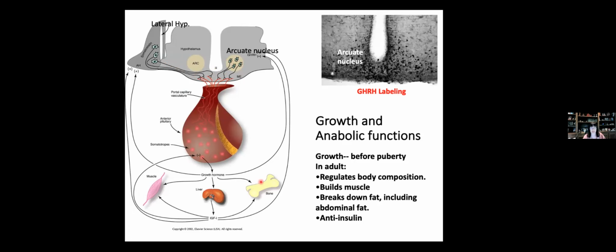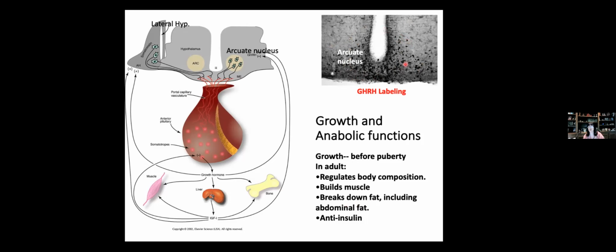Growth hormone then stimulates growth in long bones and stimulates the liver, of course all through IGF-1, and strengthens muscle. Another thing growth hormone does is break down fat: it goes to fat cells directly and breaks down fat. So growth hormone is considered important for optimizing body composition, especially as we're growing up and growing older. And this is a picture of GHRH labeling in the arcuate nucleus.